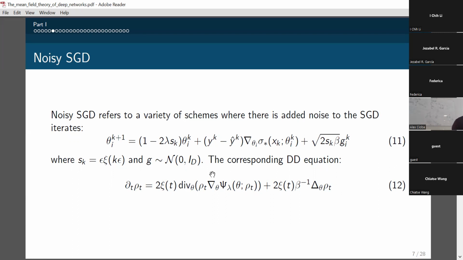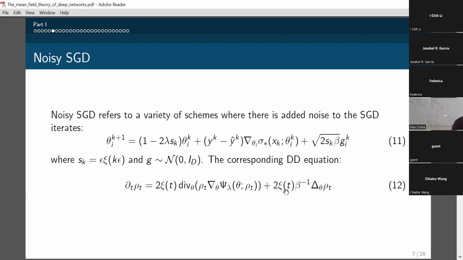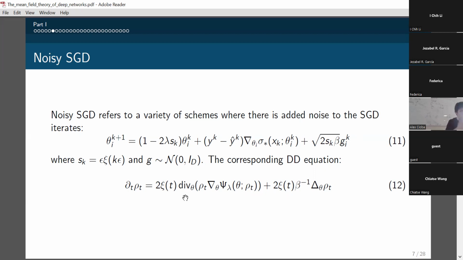As far as I know, this is called the McKean-Vlasov process. A McKean-Vlasov would also have coefficients in here that depend on rho, so it's somewhere in between, I guess. But the original paper by Mei and Montanari studied the stationary solutions to this equation and showed that you can still recover this good global convergence.